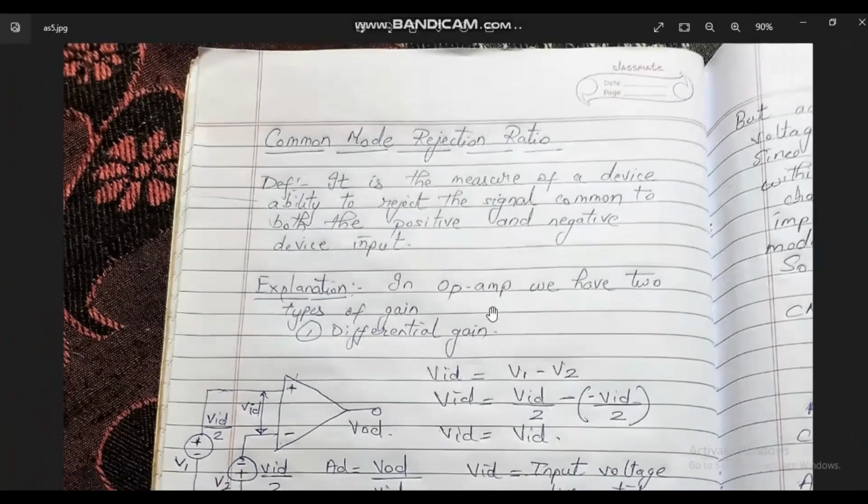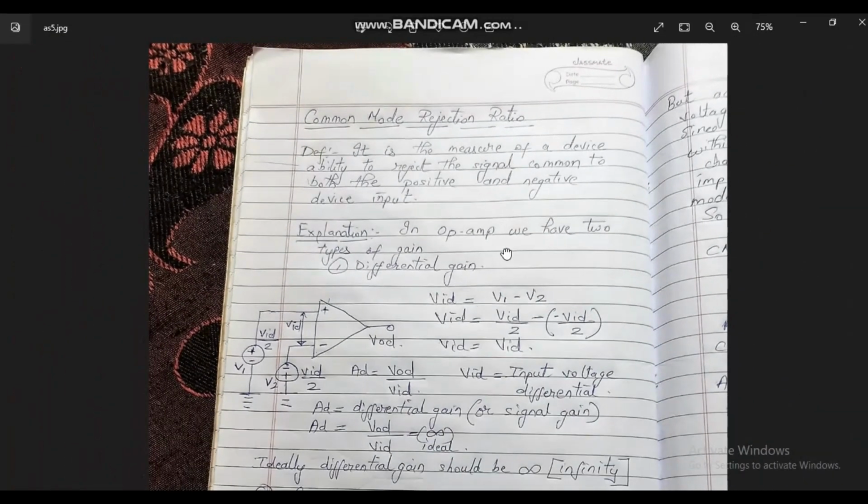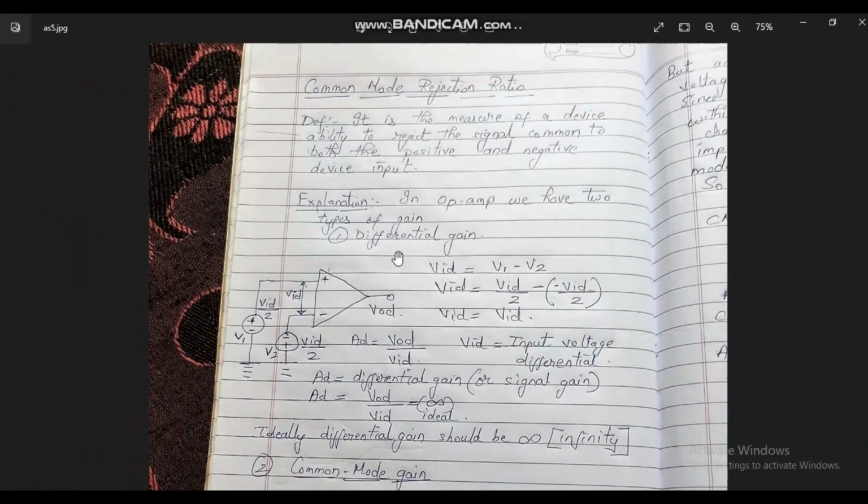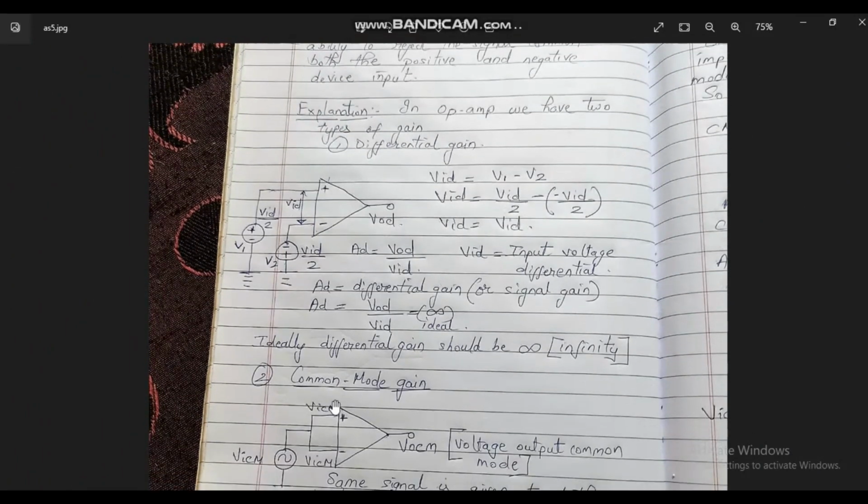Now let us go for the explanation. In op-amp we had two types of gain: differential gain and common mode gain. Differential gain, the circuit is this one. The same circuit, plus and minus, and the positive input is given to V1 and the negative input is given to V2. The V1 polarity is plus upside and negative downwards. V2 is minus polarity upside and plus downwards. Both are VID by 2 and VID by 2. Only the polarities are different.